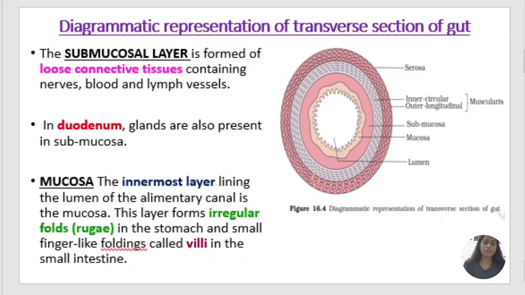Now there is a diagrammatic representation of the transverse section of gut, which includes submucosal layer and mucosa. So let's learn what is the submucosal layer. The submucosal layer is formed of loose connective tissues containing nerves, blood, and lymph vessels. In duodenum, glands are also present in the submucosa. Mucosa. The innermost lining, the lumen of the alimentary canal, is the mucosa. This layer forms irregular folds called rugae in the stomach and small finger-like foldings called villi in the small intestine. So in the image you can see the outermost layer is the serosa, then we have muscularis, then submucosa and mucosa. The submucosa is slightly pinkish in color.